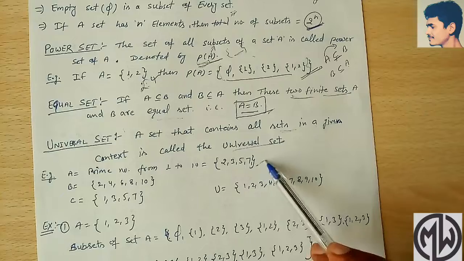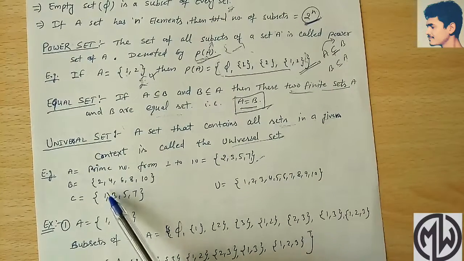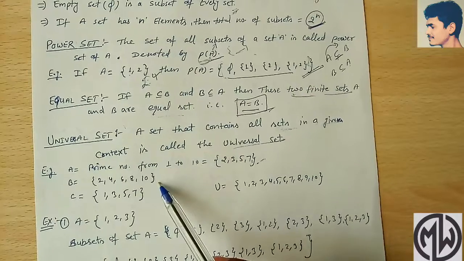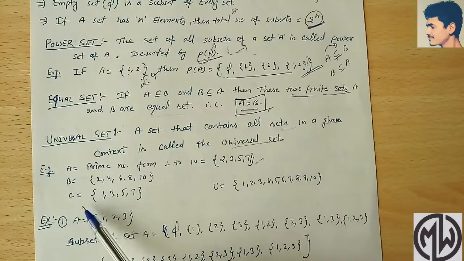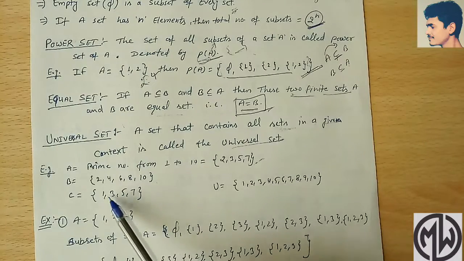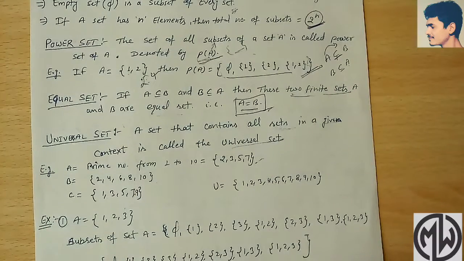एक set आपके पास है A, that is 2 3 5 7. एक set आपके पास B जिसमें elements हैं 2 4 6 8 10, that is even number elements from 1 to 10. Next is C is equals to 1 3 5 7, जिसमें आपके पास 1 से लेकर 10 तक के सभी odd numbers आ जाते हैं.